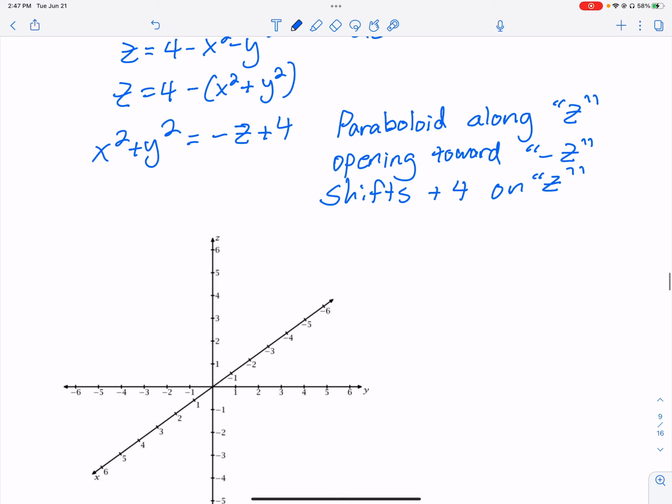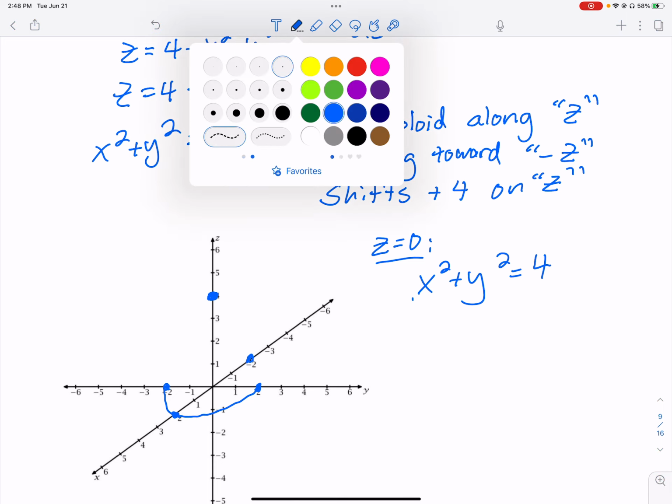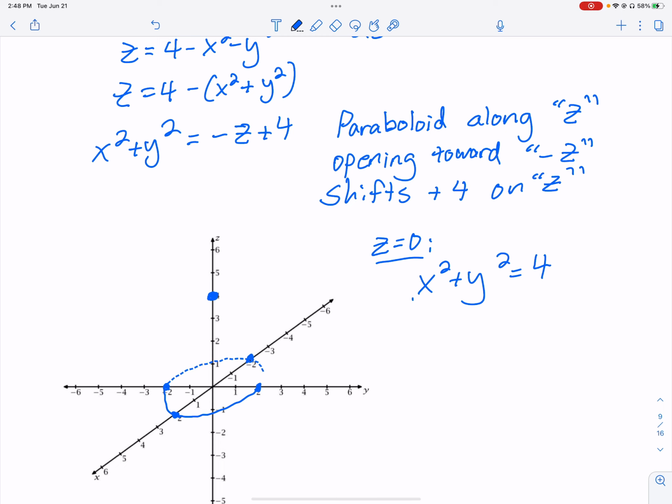Okay, so I just use the standard shape. I know it moves up 4, so I'm going to plot 4. I also know that when z equals 0, we get x squared plus y squared equals 4. That's when z is 0, that's flat. So I get a circle with radius 2. So I'm going to go ahead and draw that. I'll use a dotted line to represent the 3D-ness.